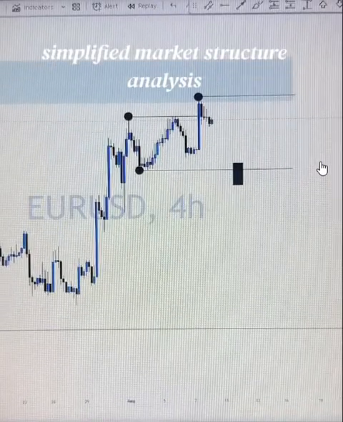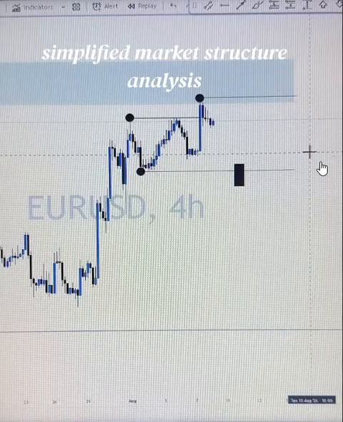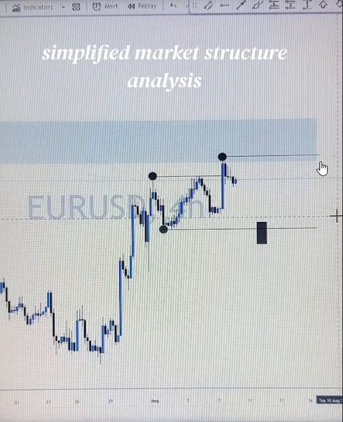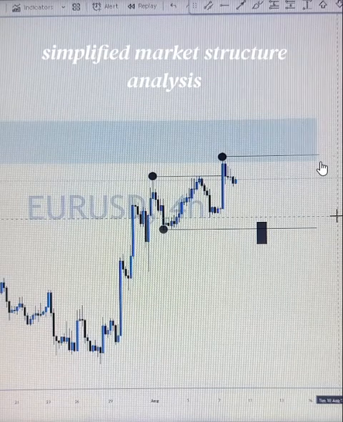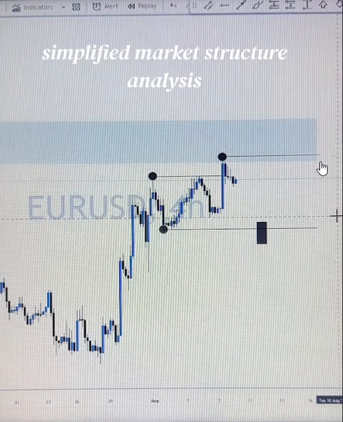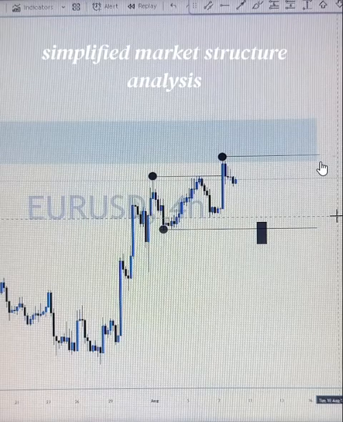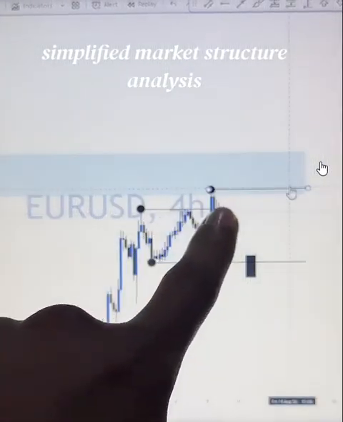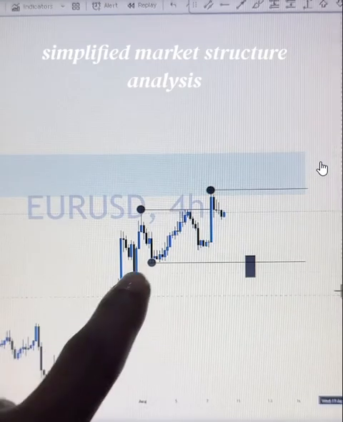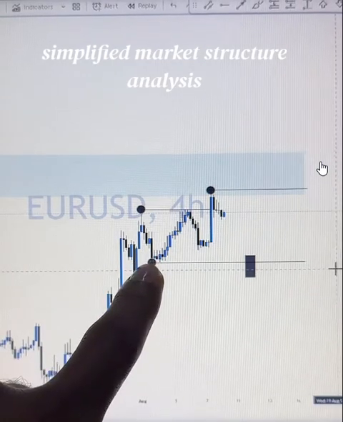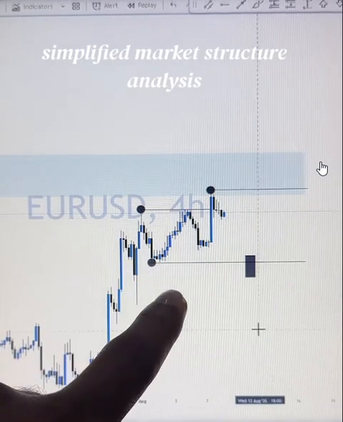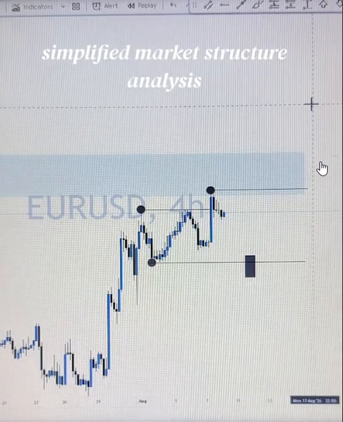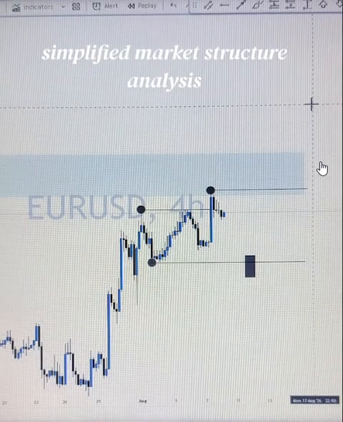This thing is simple. You don't need too much grammar. You need to understand the basics, which is time frame alignment. If daily is saying sell and price is at the daily key level, you need 4 hours to tell you sell. After 4 hours has given you sell, that is where you can now drop down to 15 minutes to look for a sell.